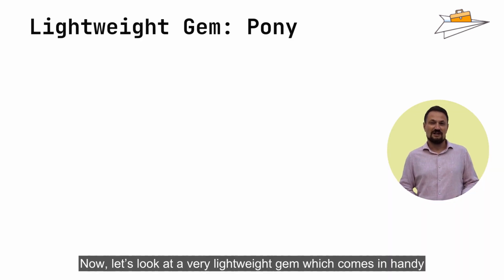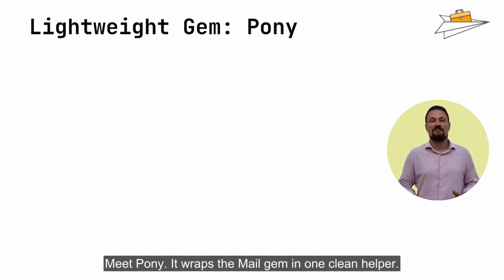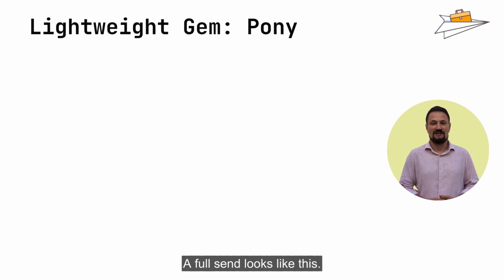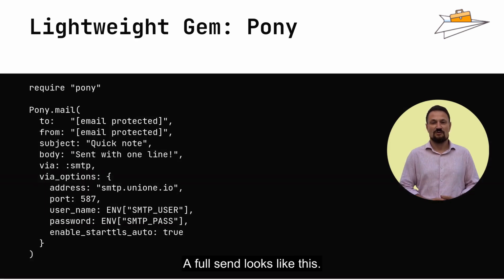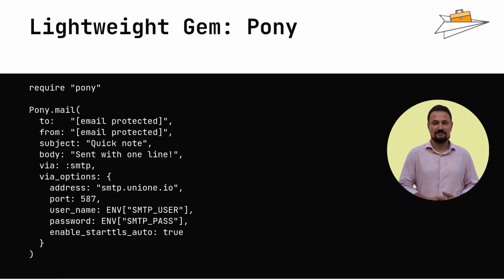Now let's look at a very lightweight gem which comes in handy if you want to write as little code as possible. Meet Pony. It wraps the Mail gem in one clean helper. A full send looks like this. Everything you already know about host, port, TLS, and credentials still applies. Pony just hides the boilerplate.